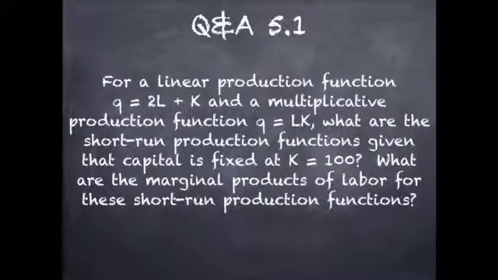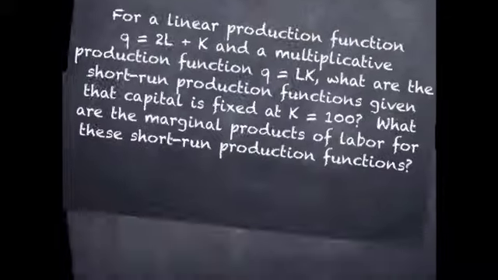For a linear production function, Q is equal to 2L plus K, and a multiplicative production function, Q is equal to LK. What are the short-run production functions given that capital is fixed at K equals 100? Also, what are the marginal products of labor for these short-run production functions?